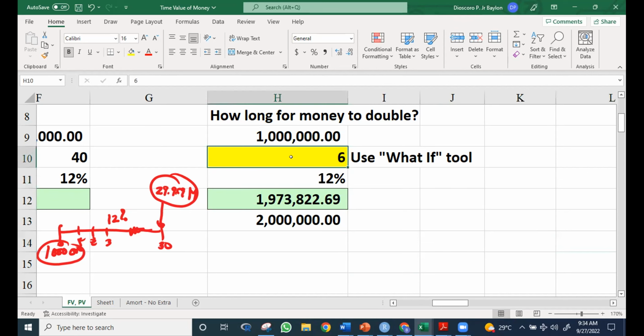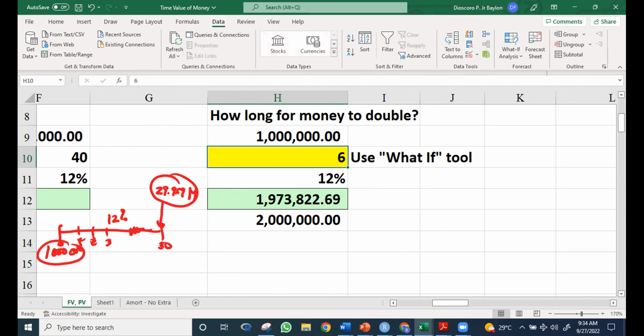So there are several ways to determine how long it takes for our money to double. But let's just use one of the functions in Excel. If you go to Data, there's a What-If Analysis here. Kindly chat please if you see under Data the What-If Analysis. Let me wait for you.